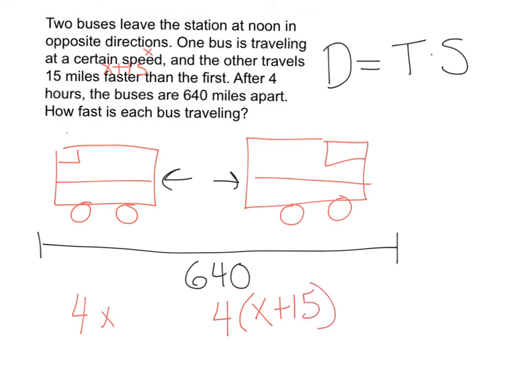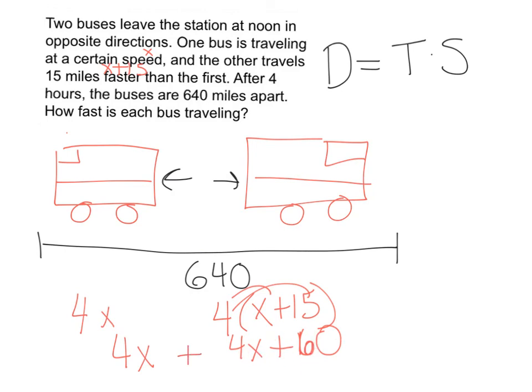And then I'm going to simplify that. So 4 times x is 4x. 4 times 15 is 60. I'm going to bring this down. So this is the distance of my first bus, and this is the distance of my second bus.